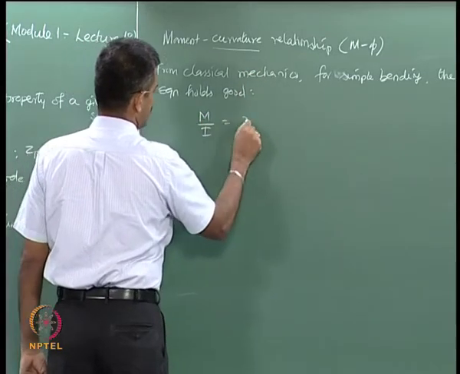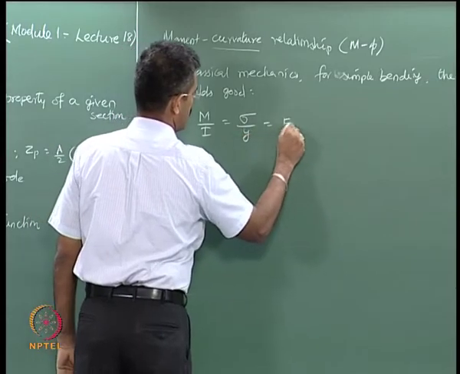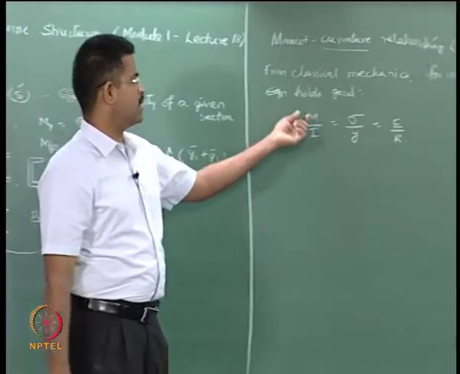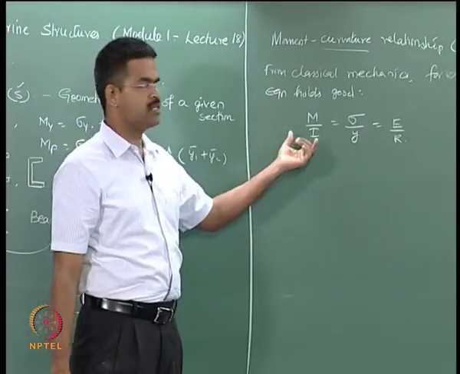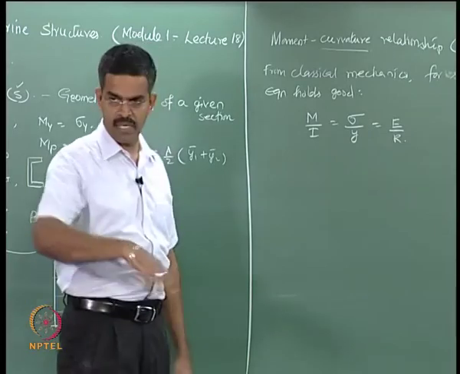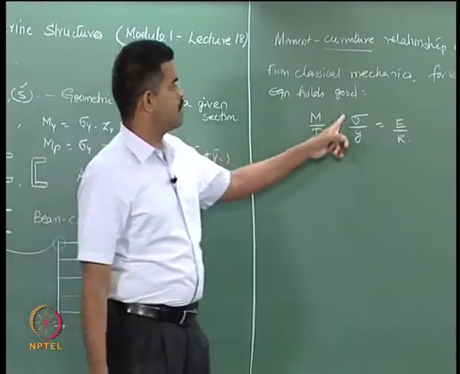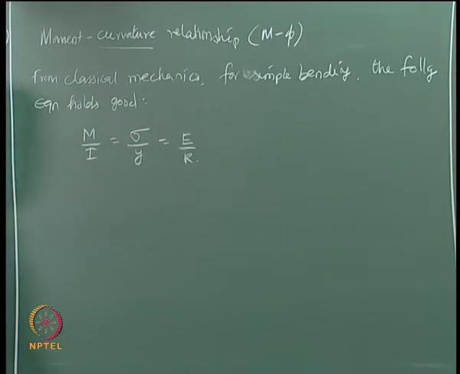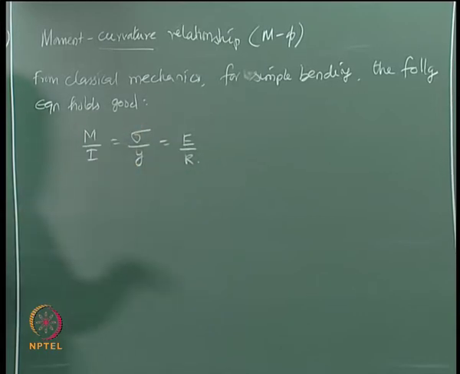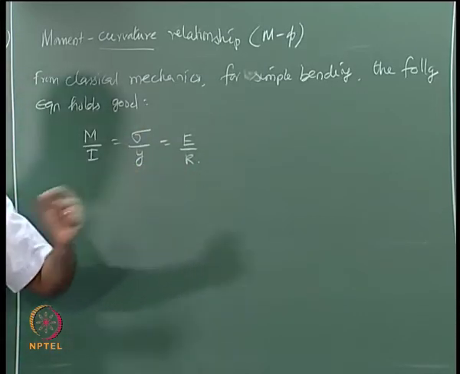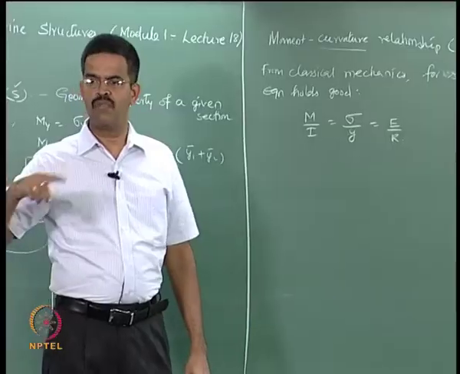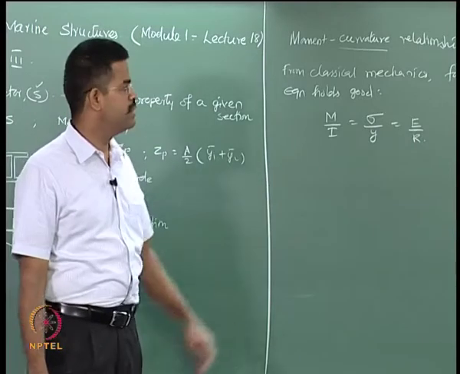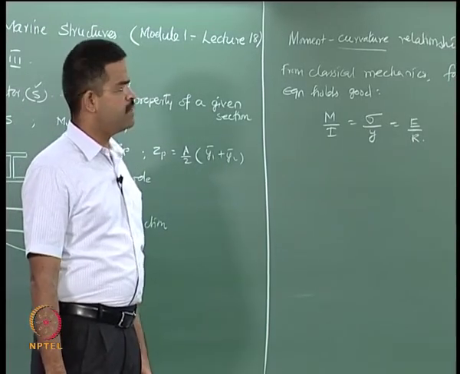M by I equals stress by Y equals E by R, where we all know the conventional terms. M is the moment at the section, I is the moment of inertia of the cross section about the bending axis, stress sigma is the bending stress, Y is the distance of the extreme fiber from the neutral axis, E is the Young's modulus or modulus of elasticity of the material, and R is the radius of curvature of the bending profile of the beam. It is a classical equation which is valid when the bending remains elastic.